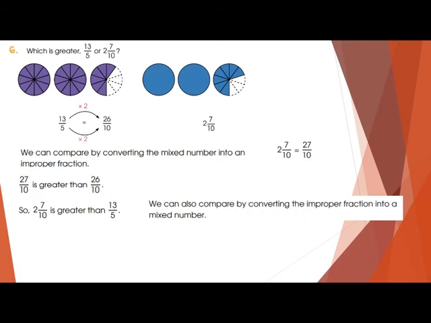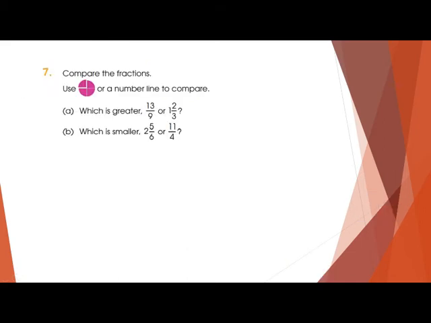We can also compare by converting the improper fraction into a mixed number. That is, 13/5 is equal to 26/10, which will be equal to 2 6/10. 7/10 is greater than 6/10. So we can write, using that, 2 7/10 is greater than 13/5. Now let's see question number 7, which you have to solve by yourself.